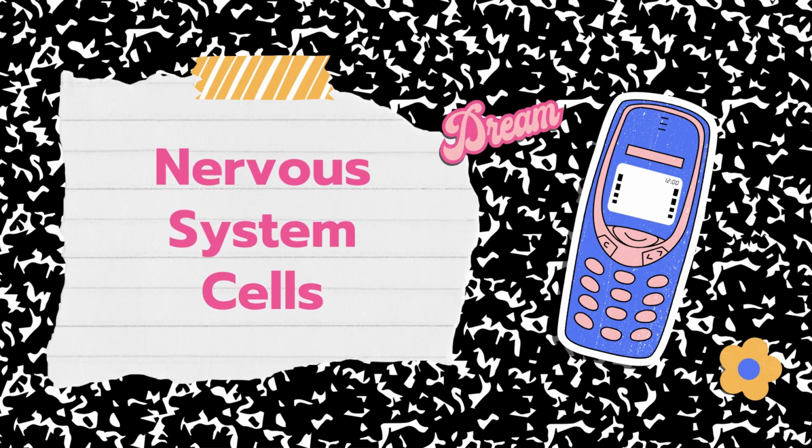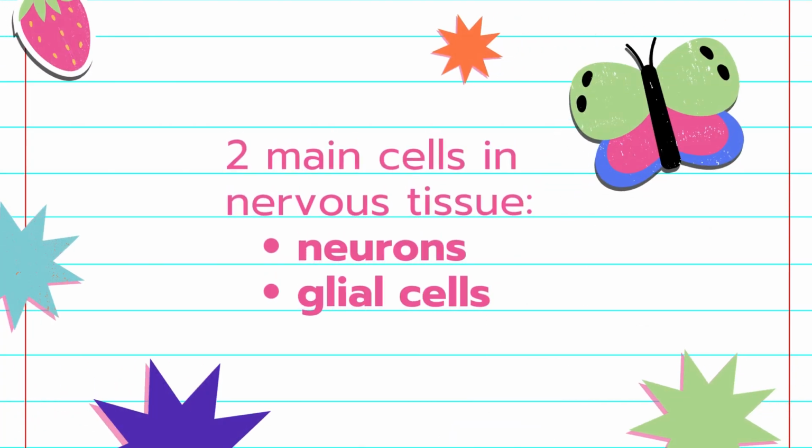Our last topic in this presentation is the cells of the nervous system. The two main cells in nervous tissue are neurons and glial cells.